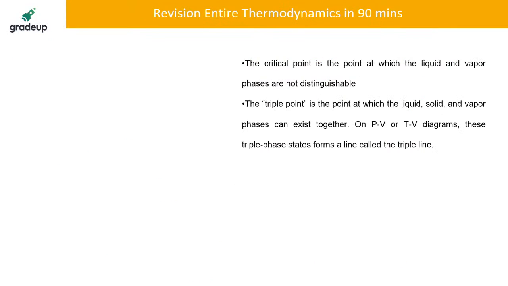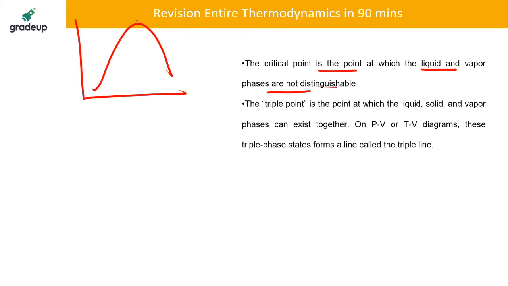Okay. So the critical point is the point at which the liquid and vapor phases are non-distinguishable. At the critical point, if you heat any liquid, it will directly change into vapor, or both liquid and vapor are present together. Okay, the latent heat is 0, that is, the enthalpy change of vaporization is 0 at the critical point.